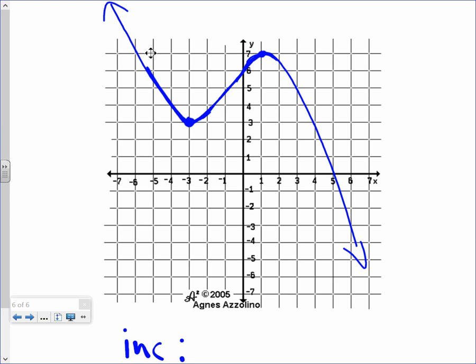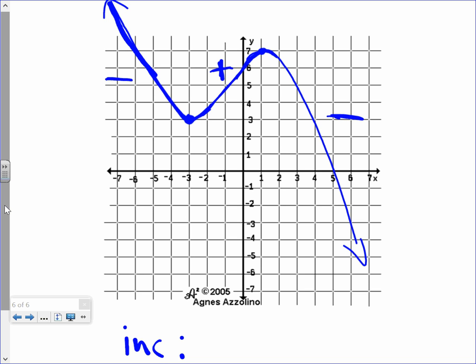Where is it increasing? Where is it decreasing? Okay. So like we read an English sentence, like I said in the warm-up, from left to right. From left to right, if it's going down, that's decreasing. If it's going up, increasing, then decreasing. So here we go. Let's describe the increase first.